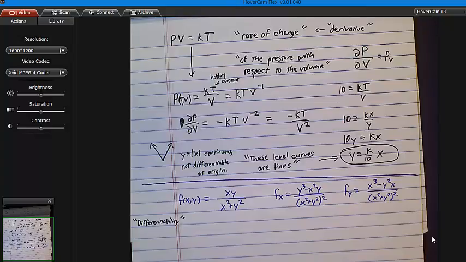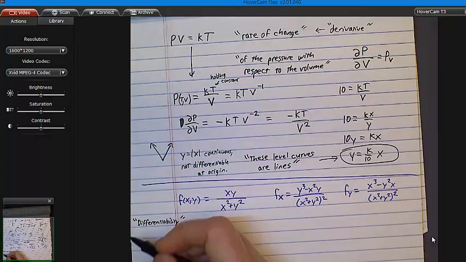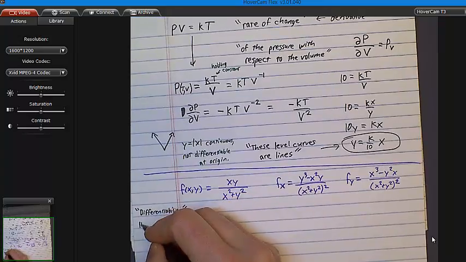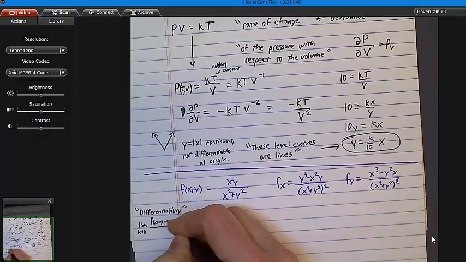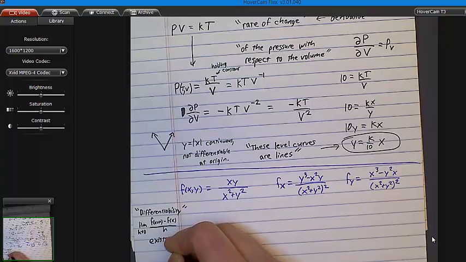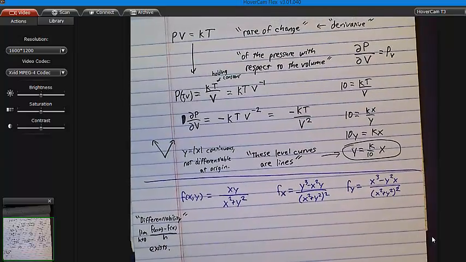Differentiability means a little bit more than continuous. It actually means that the limit as h approaches 0 of f of x plus h minus f of x, all over h, exists. That's what it means. The limit exists.